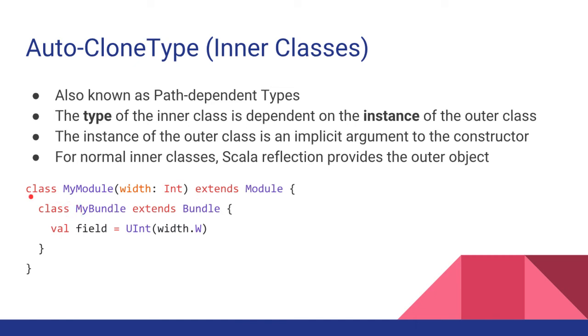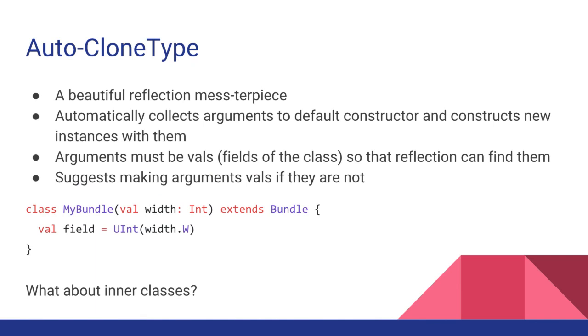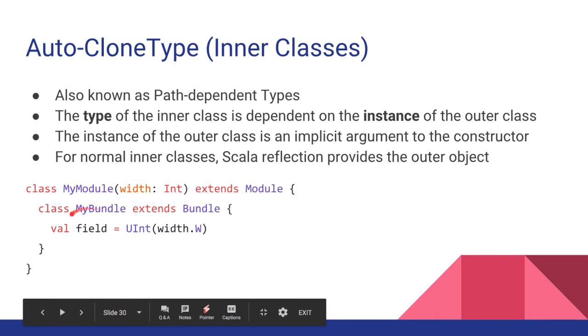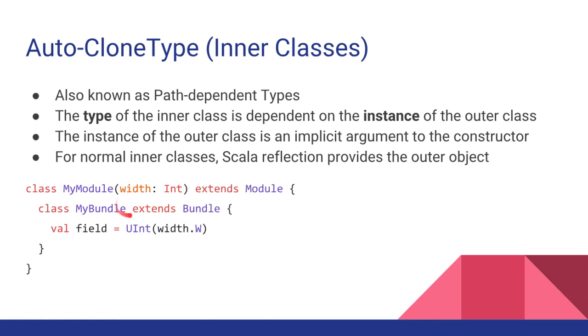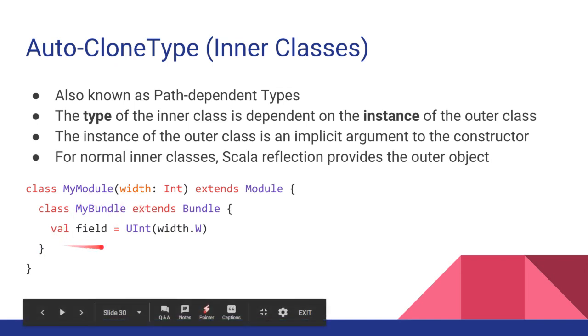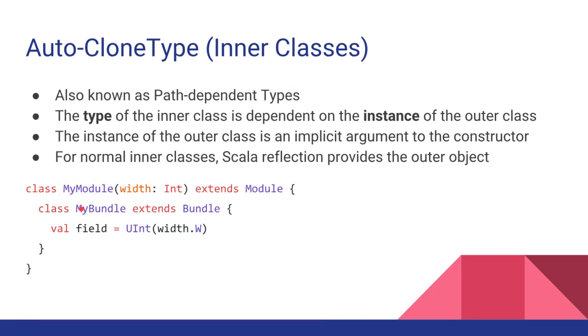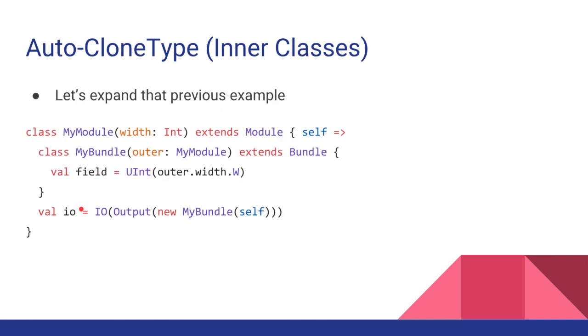And that's important because, like I said on the previous slide, AutoCloneType needs to collect all the arguments to the constructor and use them to call that constructor again with those arguments, right? It needs to call new MyBundle and pass it this width. So for MyBundle here, it needs to call this constructor. Notice I put no arguments here, but there is actually an argument. It's the instance of MyModule. So when it tries to call the constructor, it needs the object of the outer module in order to construct the bundle. So, like I said, Scala reflection only provides this object.